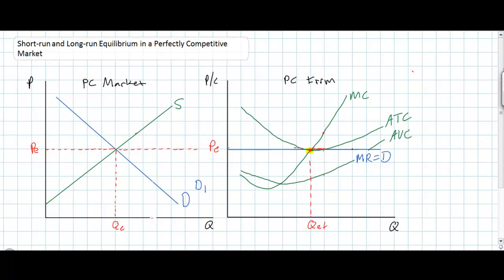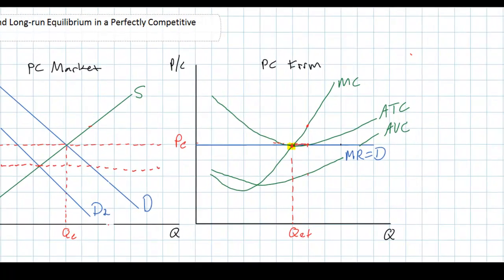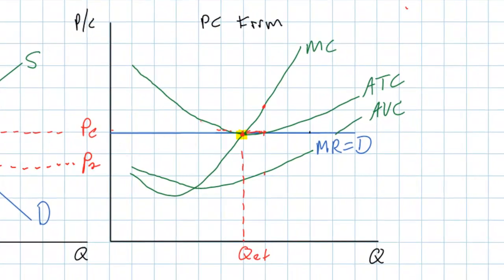Clearly, all that would take is a decrease in the demand for the product. So a decrease in the market demand causes the equilibrium price in the market to fall to P2, bringing down the level of marginal revenue and average revenue experienced by the individual firms.